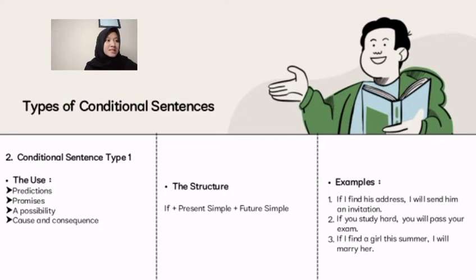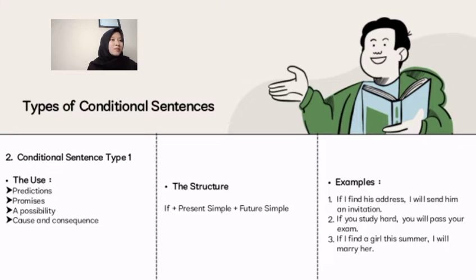So let's take a look at the structure of this first type of conditional sentence. The structure is if plus present simple plus future simple. Remember, we use future simple here. Will or modals plus infinitive. Do you remember? Okay, I hope you still remember, yeah?